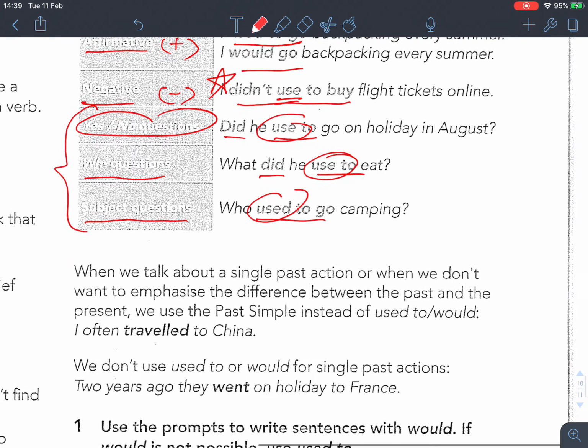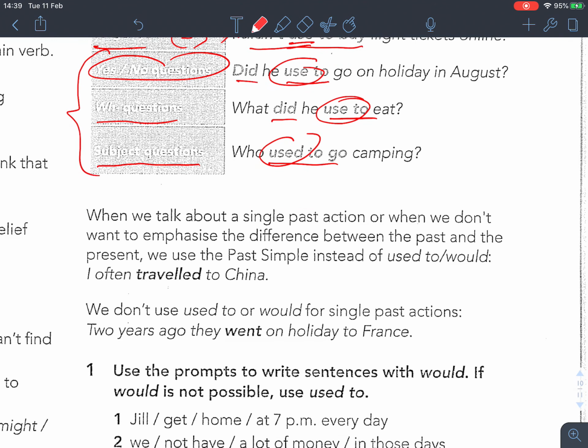All right. And then this one, just a recap. When we are talking about a single past action, or when we don't want to emphasize the difference between the past and the present, we often use past simple. Okay, for example, I often traveled to China. So I'm not telling you whether I am still doing it now. Okay, so you don't have any information about that. I just tell you in the past that I often traveled to China. Okay, or it happened once only.